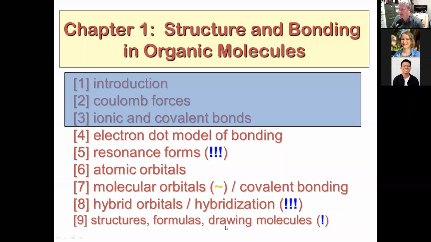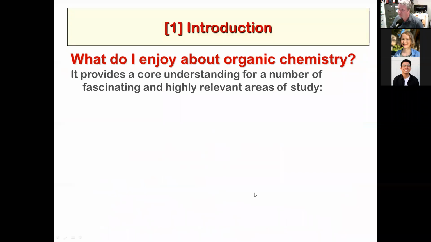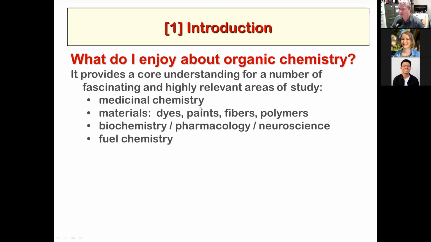Okay, so first, what do I enjoy about organic chemistry? It provides a core understanding for a number of fascinating and highly relevant areas of study. There's a ton that you can do with organic chemistry. It's actually beyond a stupid course you have to take to get your degree. There's a lot of people that use it to try to improve the world, right? Medicinal chemistry is what I do in my research. I use organic chemistry as a tool to design molecules that can inhibit a protein or enzyme or a channel protein that could be used to treat a disease. That's medicinal chemistry. I use organic chemistry in my research, not as my primary focus, but as a tool.